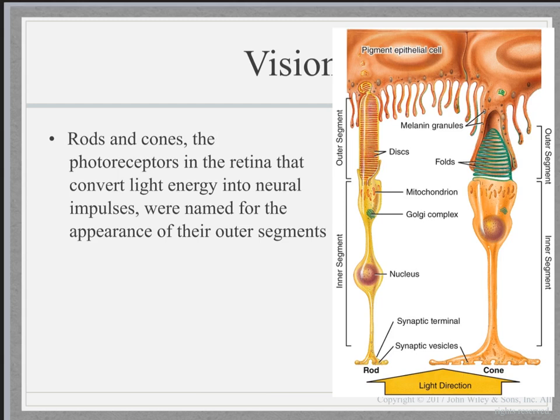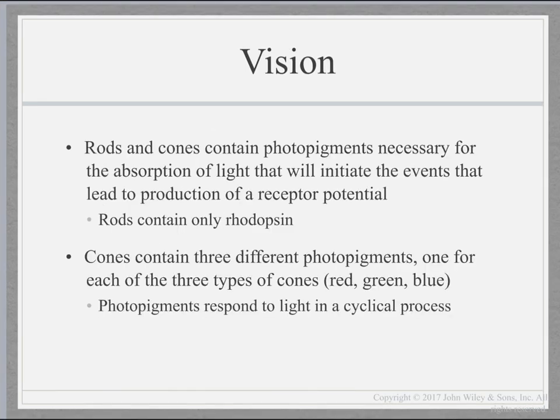Now again, these rods and cones were named for the appearance of their outer segments. So we see here the cones are named cones because of their cone shapes, and the rods are named rods because of their rod shape. Rods and cones contain photopigments necessary for the absorption of light that will initiate the events that lead to the production of a receptor potential. Now again, rods contain rhodopsin, cones contain photopsin. We're going to be focusing on the light process in rods.